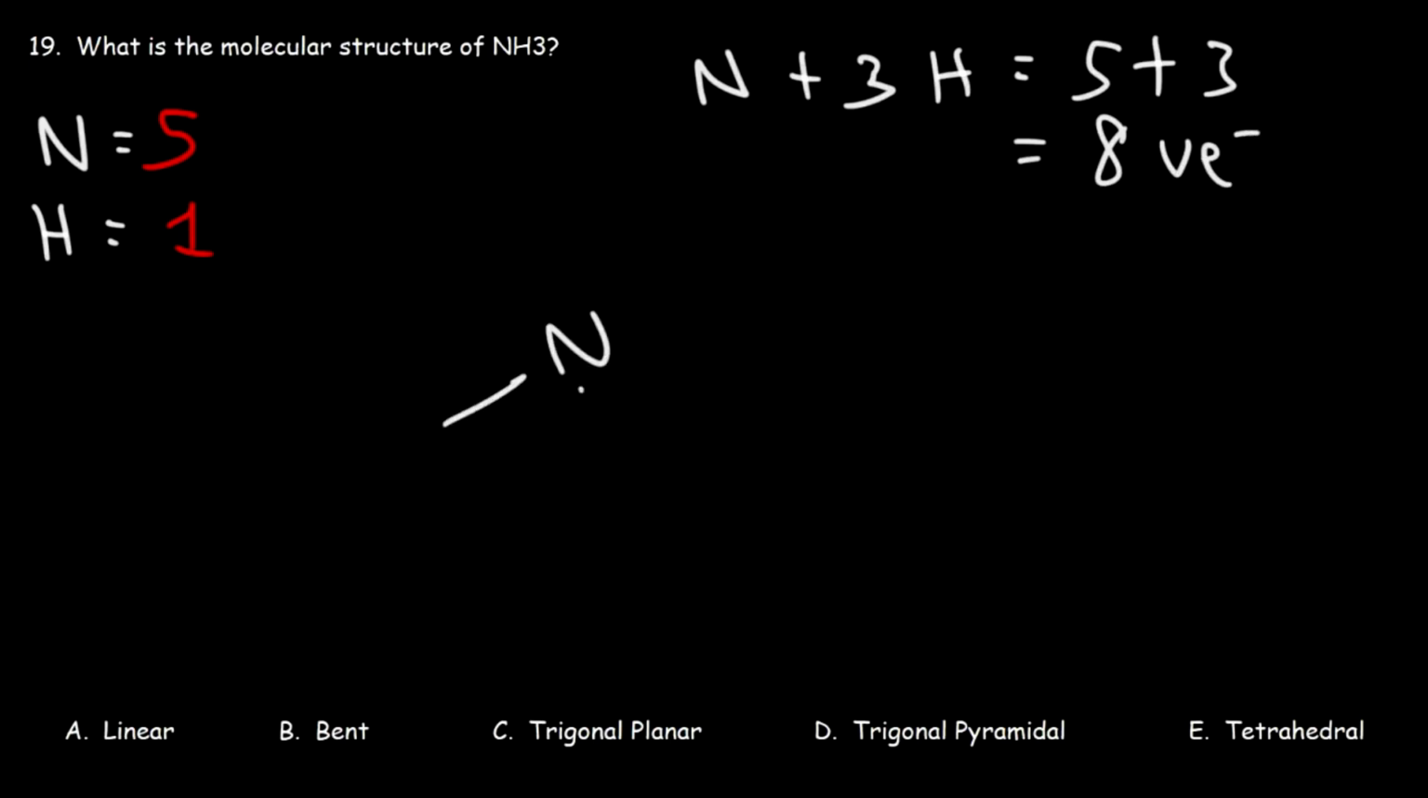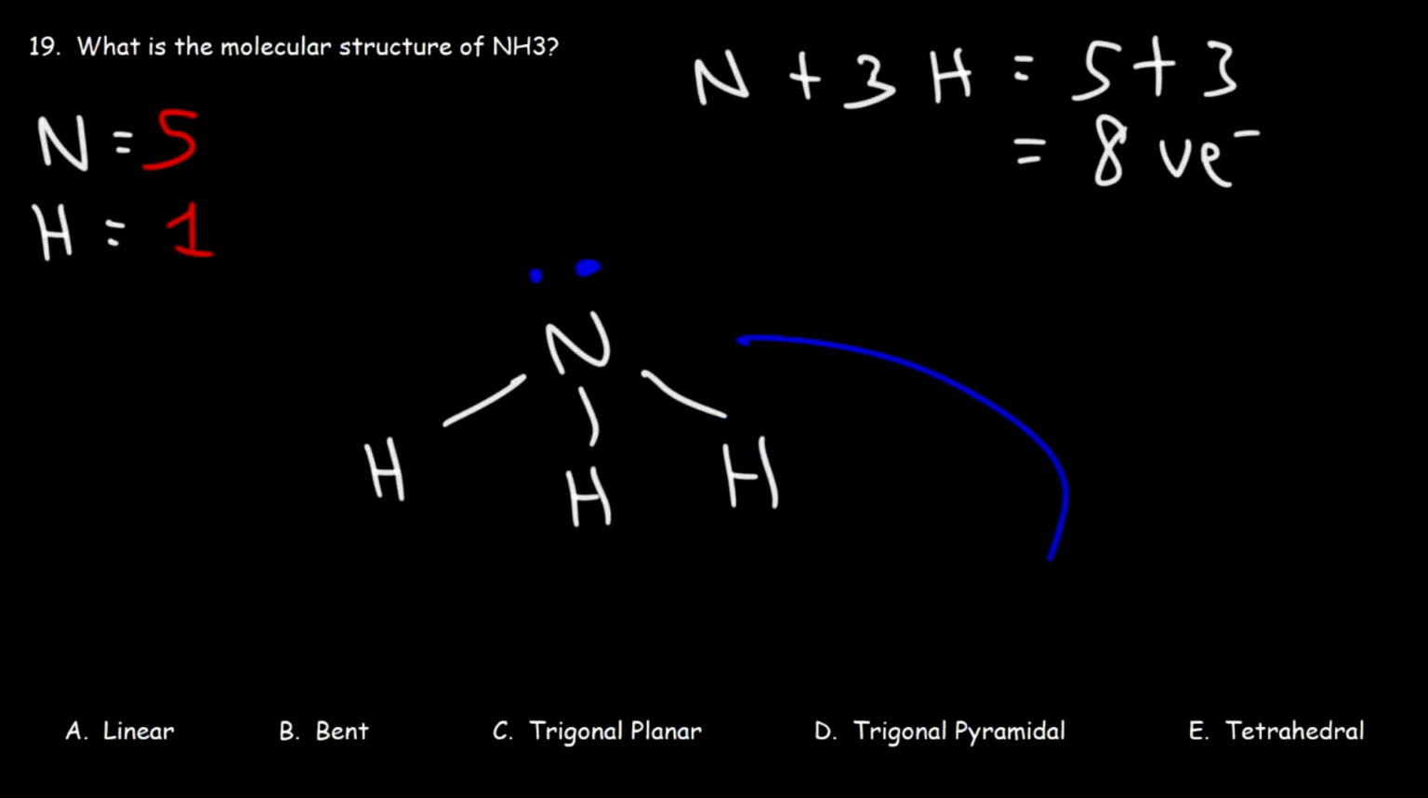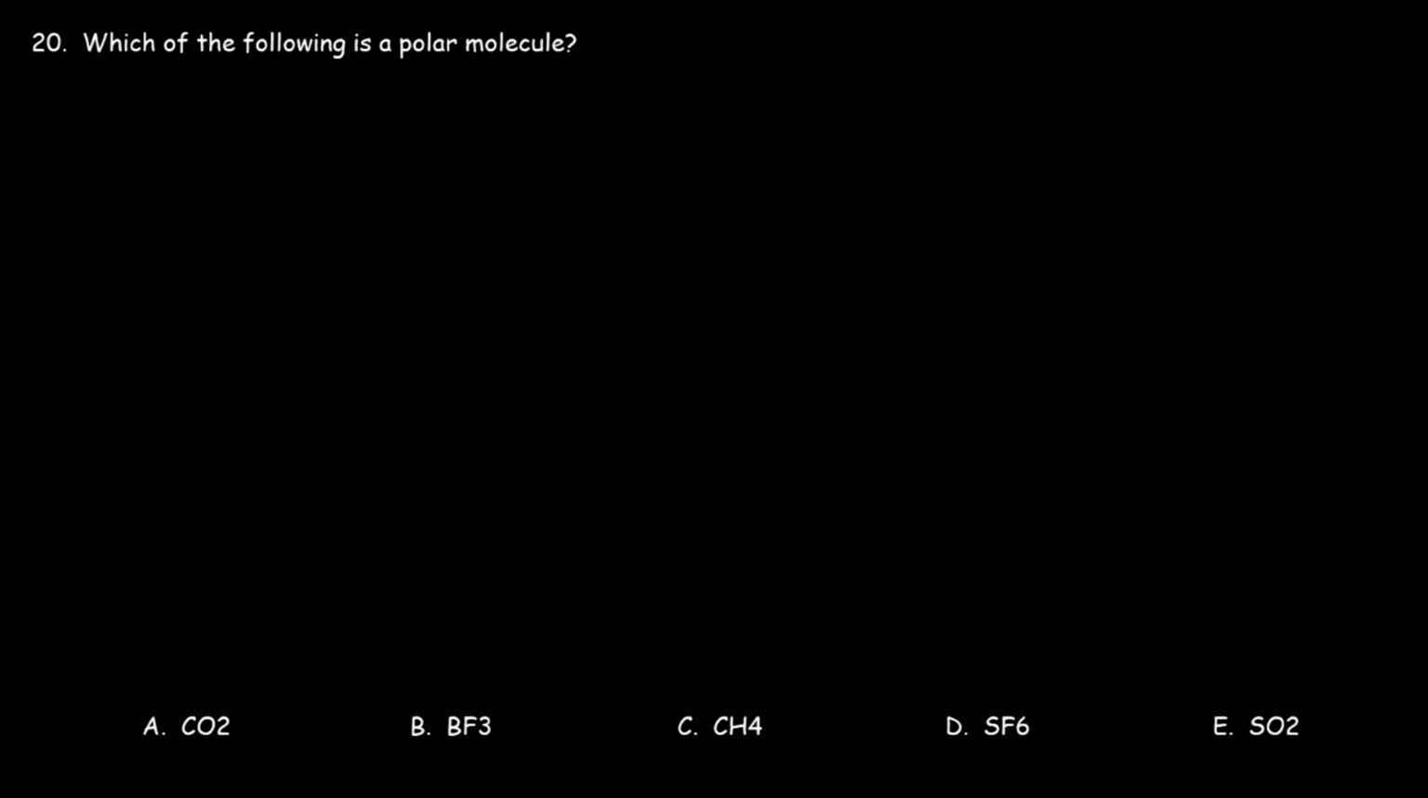Now hydrogen can only form a single bond. So because we have 3 single bonds, and each single bond carries 2 electrons, so far we have a total of 6 electrons in this molecule. So to get to 8 electrons, we need to put a lone pair. This is the structure of NH3. And you need to know that this particular structure, where the central atom is attached to 3 atoms and has 1 lone pair, corresponds to the trigonal pyramidal structure. Therefore, D is the right answer.